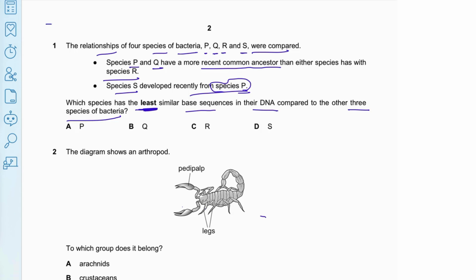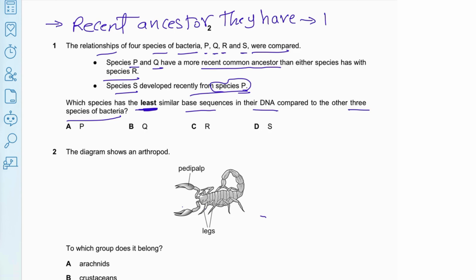First of all, you have to remember a rule. What does it say? The more recent ancestor they have, the more DNA sequence they share. What does it mean?